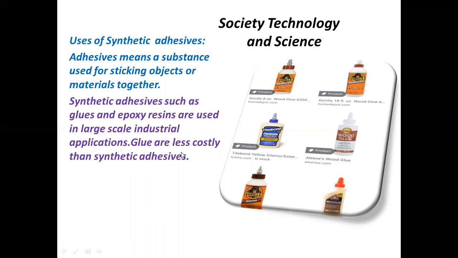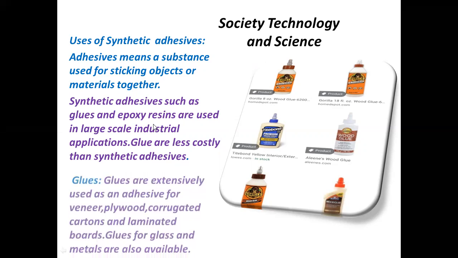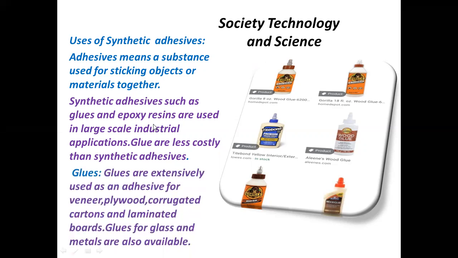Glues are cheap. They are less costly than synthetic adhesives like the epoxy resin, which are expensive. So glues are extensively used as an adhesive for wood. Which types of wood? Vinyl, plywood, corrugated cartons, and laminated board are wooden materials, and they are joined together by using wood glue. You can see in this image all these different types of wood glues.